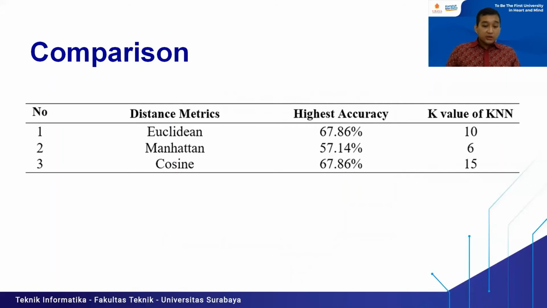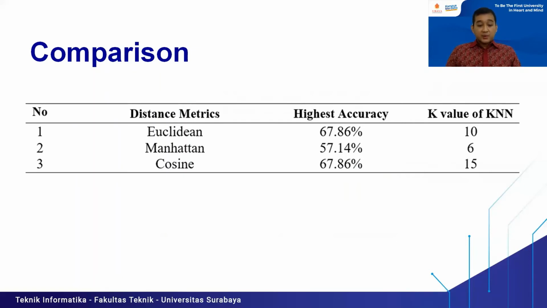In addition to model validation of the KNN method that uses Euclidean as a distance metric, model validation is also carried out for other distance metrics, namely Manhattan and cosine. It aims to compare and find out which distance metric has the best accuracy for this research.